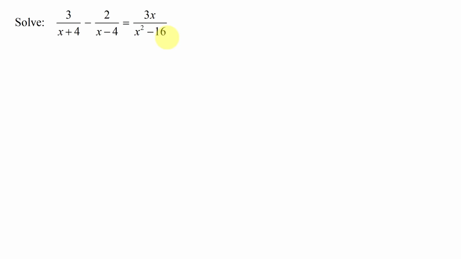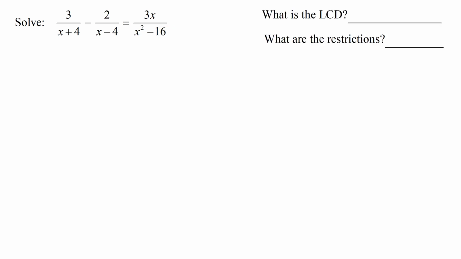And what are the first things we do in solving every rational equation? We want to find the least common denominator, and we want to find the restrictions on the domain. Now, to find the LCD, all our denominators need to be factored. Are they in this case? The first two are, but the third one is not.